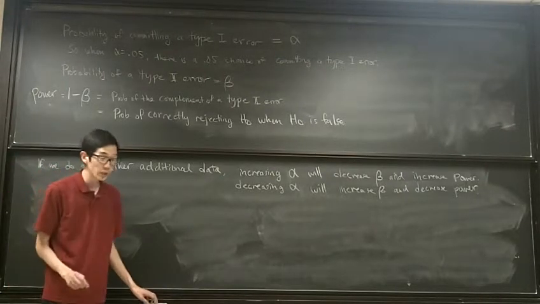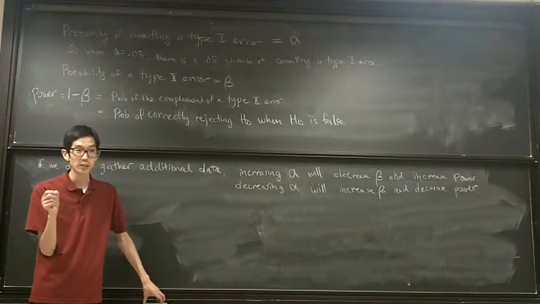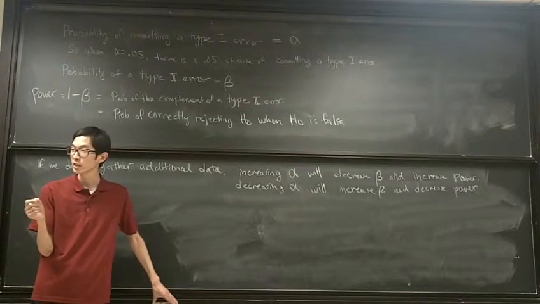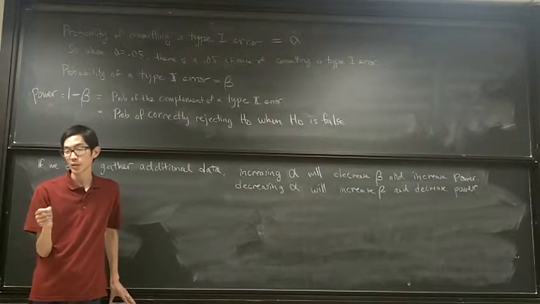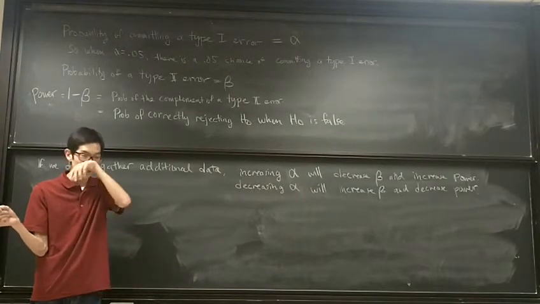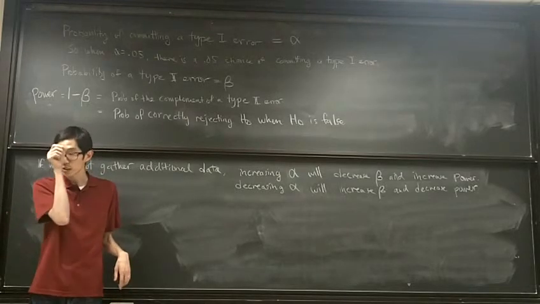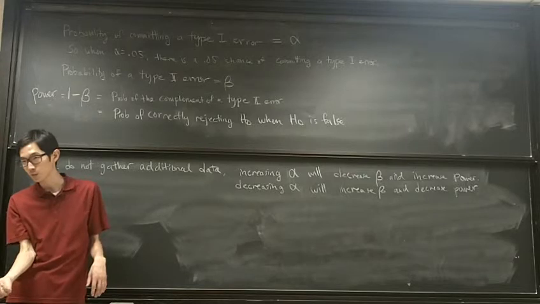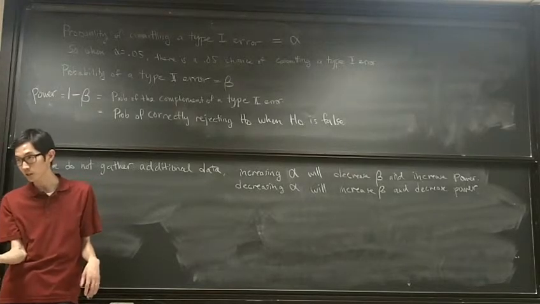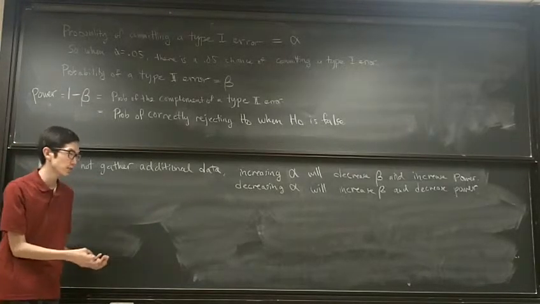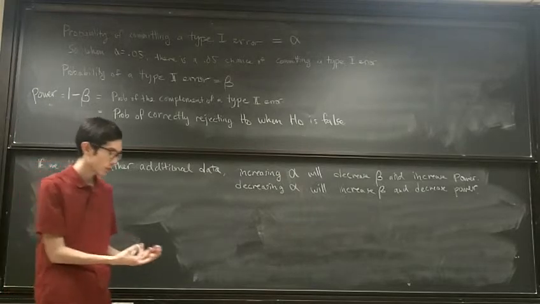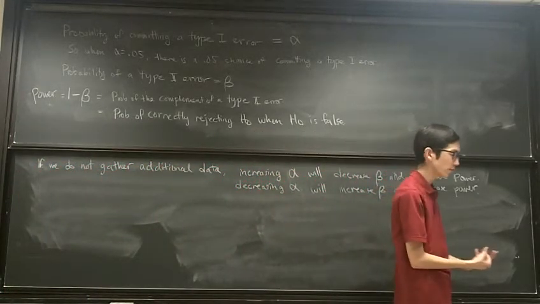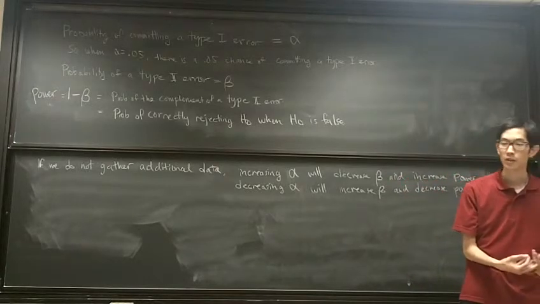The thing that we have control over is alpha. You get to actually pick your alpha, but if alpha is not specified, just assume alpha is 5%. But the problem might say use alpha 1% or use alpha 10% or use alpha 3%. You might get to pick the alpha yourself. When do you think you would want a big alpha, and when do you think you'd want a small alpha?